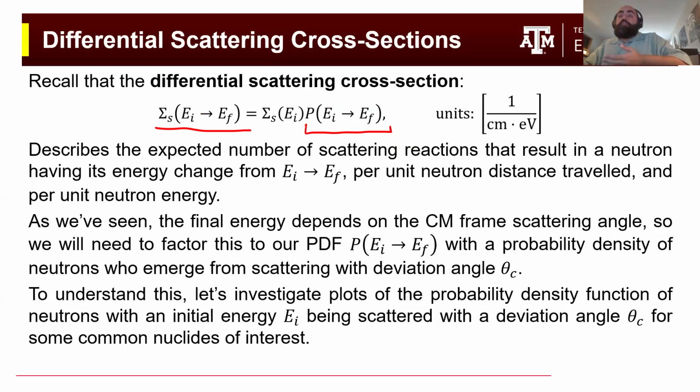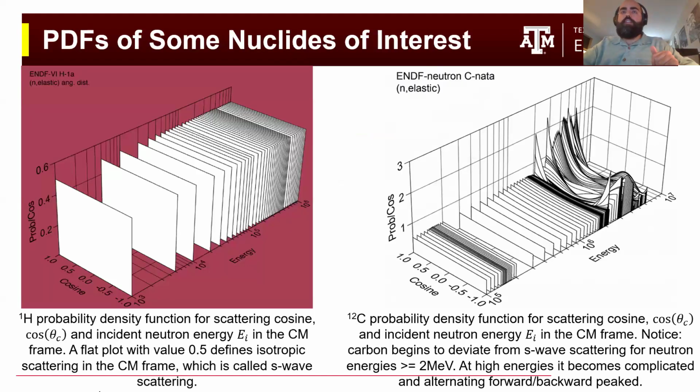And now we know that that probability is also going to have to do with that deviation angle theta. So what we need is to understand what this probability looks like based on the energy of the neutron and based on the scattering angle. And I have some really interesting plots that can show us that. So these are some probability density functions of a couple important nuclides in nuclear engineering.